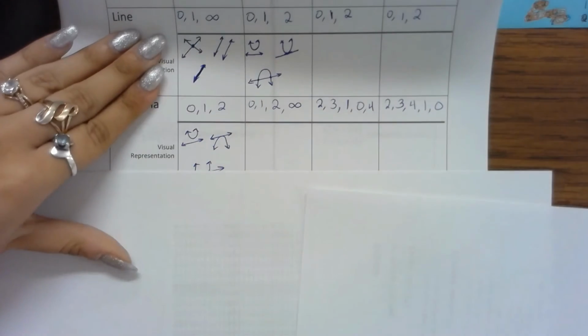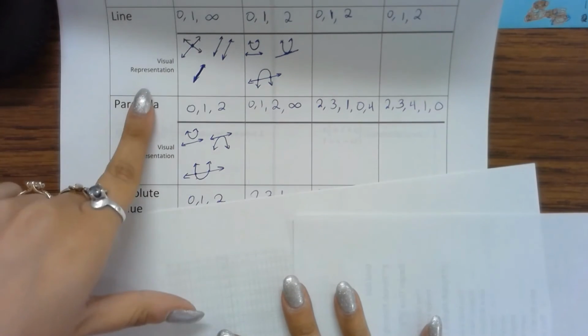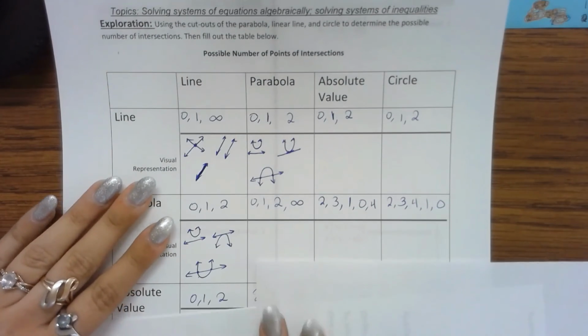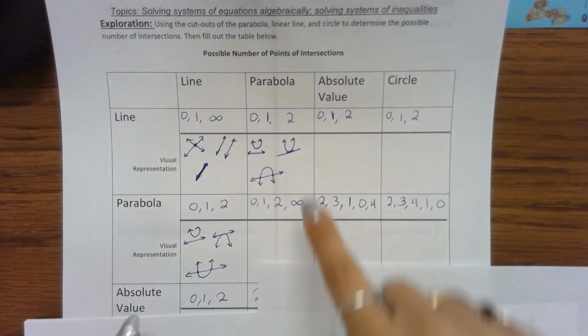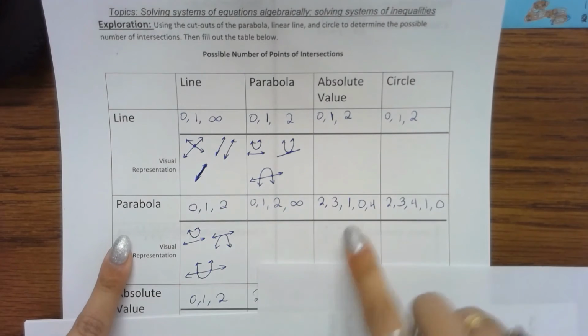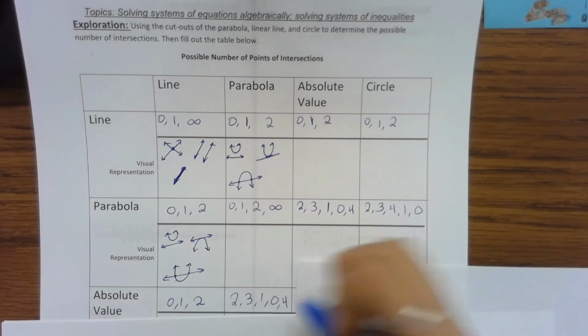The last row I'm going to do with you guys is absolute value. Absolute value and line we already did up here, so I just copied it. And we're going to talk about absolute values and parabolas, which we already did as well. So it's 2, 3, 1, 0, and 4. So it's 2, 3, 1, 0. Oops, I forgot that one as well.